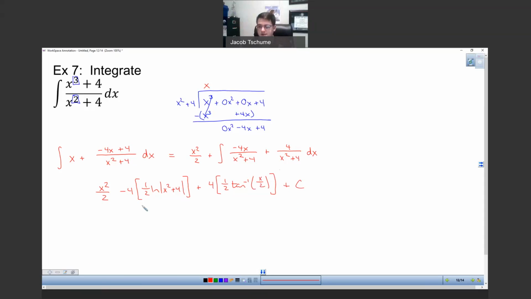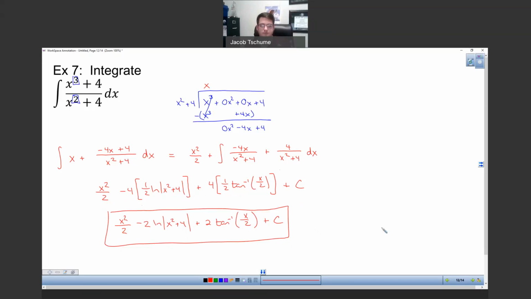Now, we can combine some constants here, so you're going to end up with a final answer of x squared over 2 minus 2 times the natural log of x squared plus 4 plus 2 times the inverse tangent of x over 2 plus your constant c. And this, oops, sorry, it's a horrible box. This is your final answer. And so just be careful. Not everything is a case 1 through 4. If your power on top is bigger or equal to the power on the bottom, you will have to instead do long division to set it up and break down the fractions. Just be aware of that when you're doing your assignments.